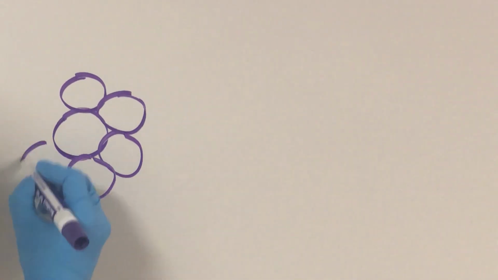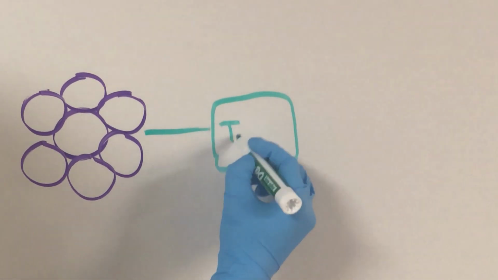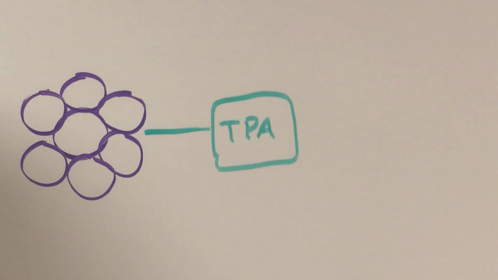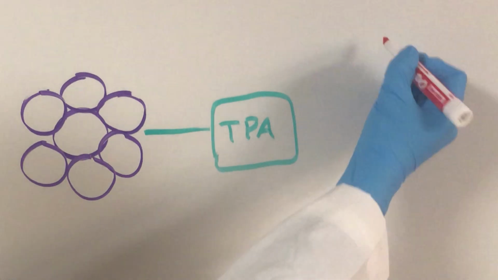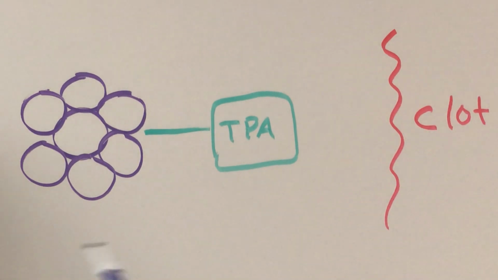Our second project uses tissue plasminogen activator, also known as TPA, which is a protein already used to treat blood clots. By functionalizing microwheels, we can provide high local concentrations of TPA to increase effectiveness and reduce the potential side effects of prolonged TPA exposure.